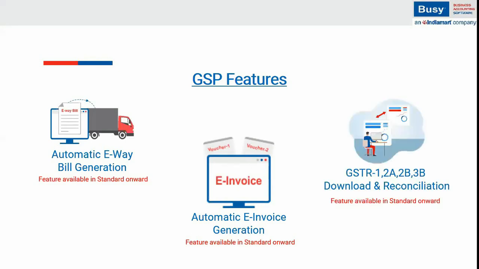Next is GSTR 1, 2A, 2B, 3B download and reconciliation. So GSTR automatic reconciliation facility is available in Busy software, which means the user can reconcile the Busy company's data with the GST return on the portal. This feature is very important and very useful. You can reconcile your details of sales, purchase, and others with the GST portal. This facility is available in standard onwards, standard and enterprise, not in basic. And this facility is associated with BLS. So if you want to use this feature, then you have to renew your BLS.